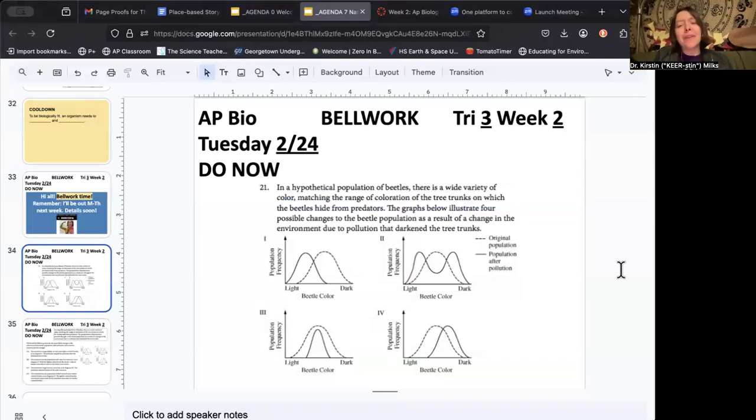So, all right, for those of you playing along at home, here's question 21. It says, in a hypothetical population of beetles, there's a wide variety of color matching the range of coloration of the tree trunks on which the beetles hide from predators. The graphs below illustrate 4 possible changes to the beetle population as a result of a change in the environment due to pollution that darkened the tree trunks. So you can see along the x-axis is beetle color, along the y-axis is population frequency. The dotted line is the original population, and the solid line is population after pollution.